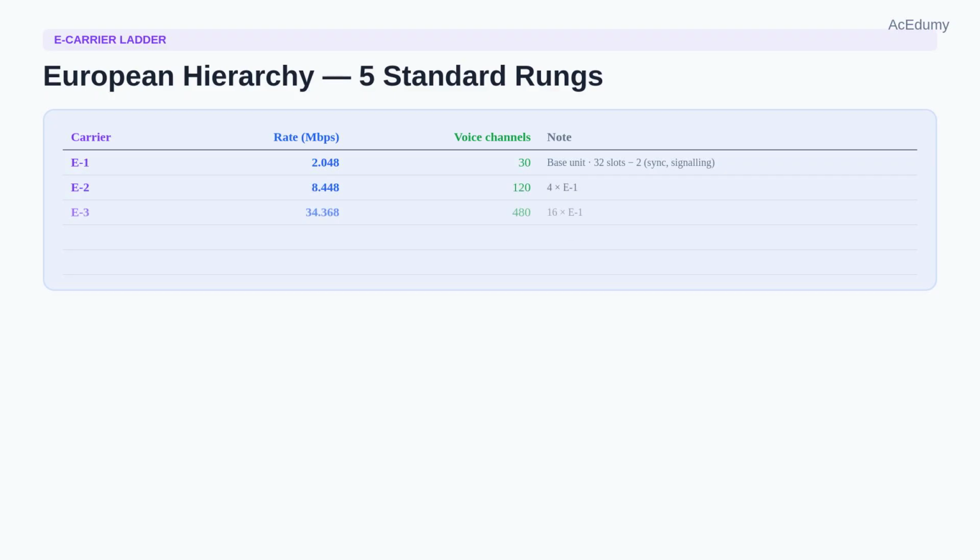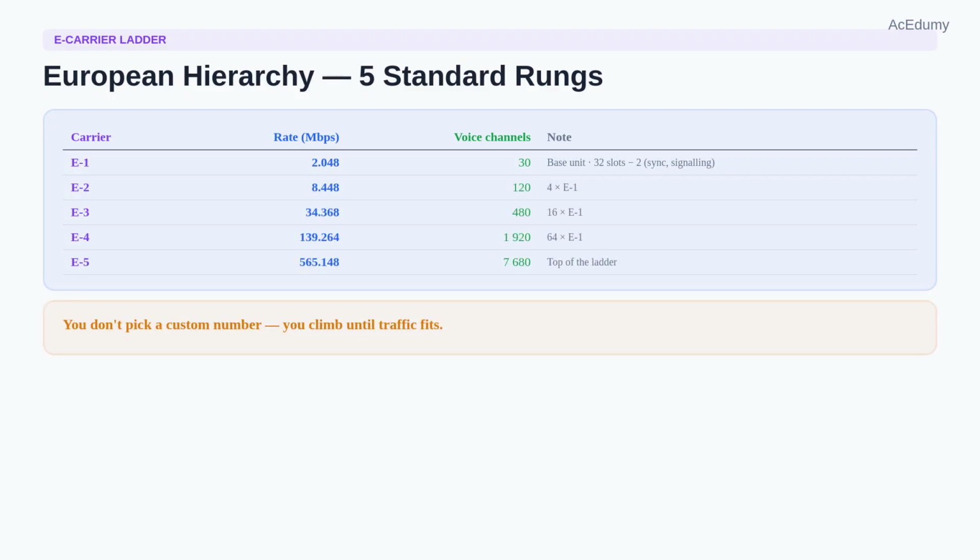Before we start picking, let us put the E-carrier ladder on the table. 5 rungs. E1, 2.048 megabits per second, 30 voice channels carrying 64 kilobits each, plus 1 signaling channel and 1 synchronization channel. That is what fills the frame. E2, 8.448 megabits per second, 4 E1s bundled together, 120 voice channels.